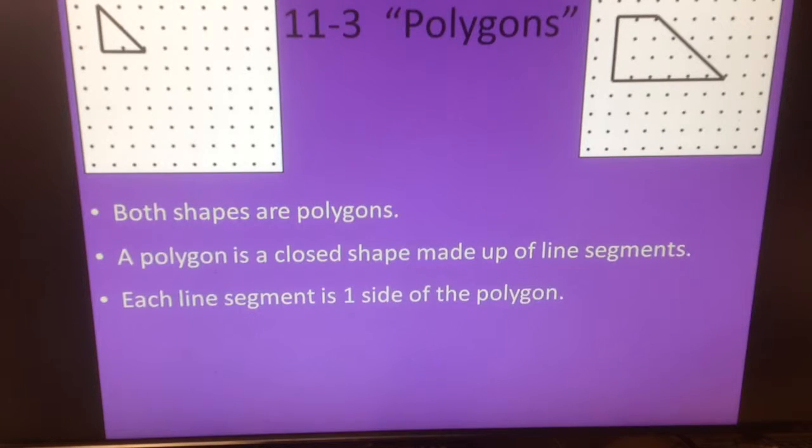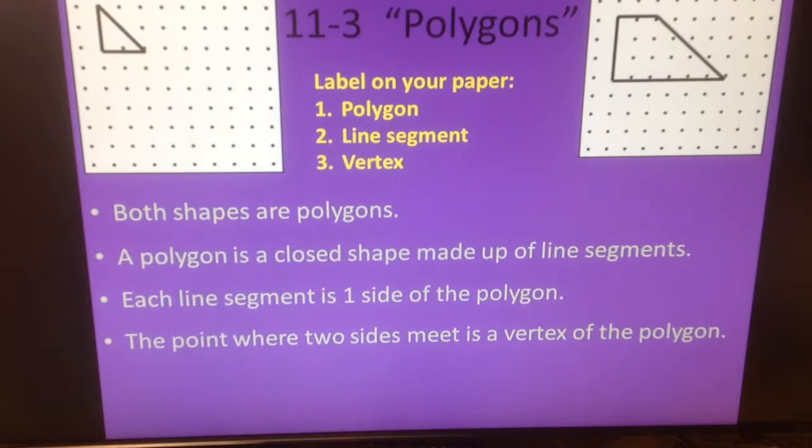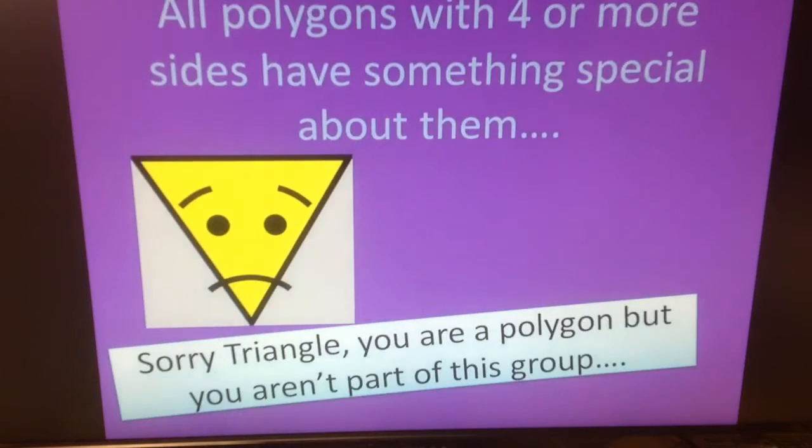So we usually think of shapes as having sides, but we could also think of those sides as being line segments. And the point where 2 sides meet is the vertex of the polygon. We talked about vertices and vertex a lot today. Okay, we practiced this by labeling these on our paper.